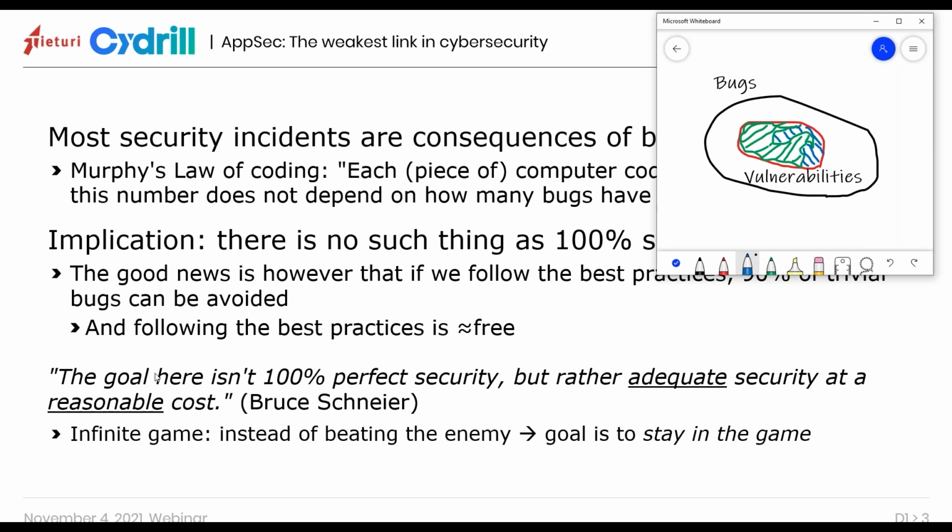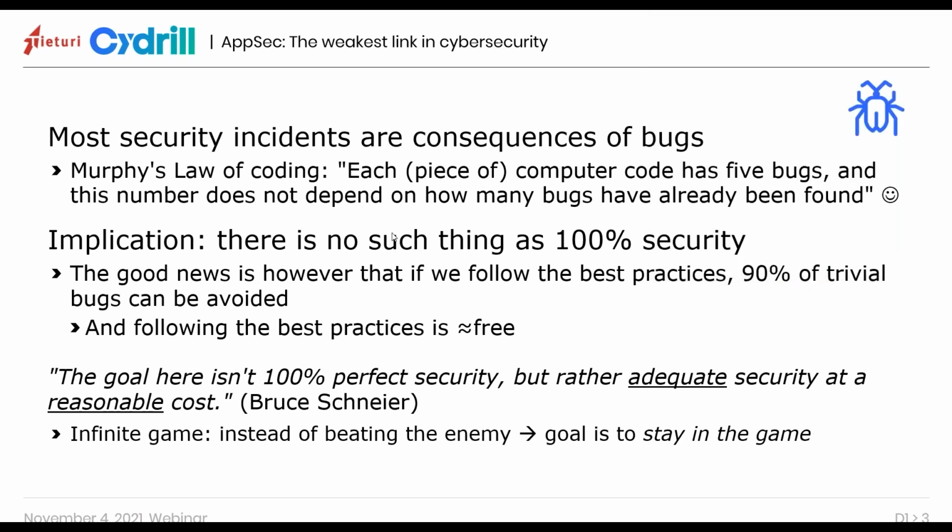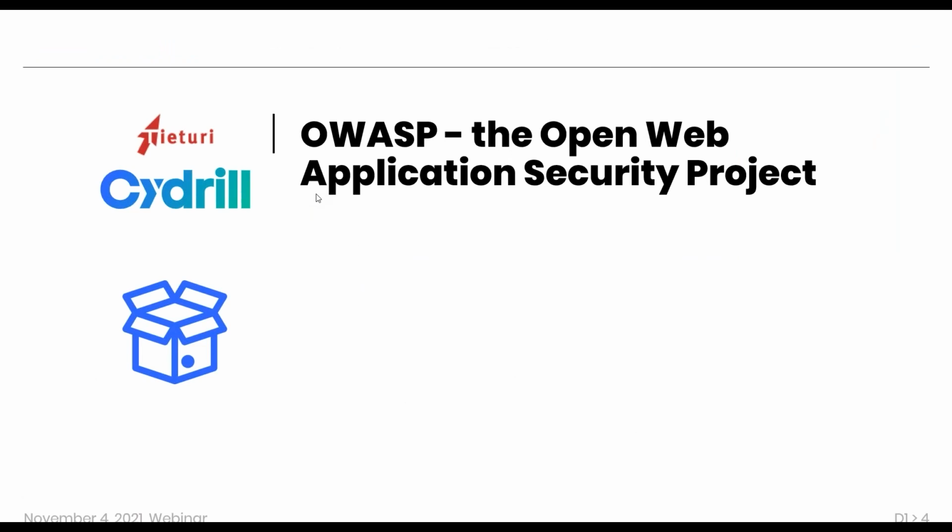When trying to secure a software system, the goal is not 100% perfect security, but rather adequate security at a reasonable cost. In a game theory sense, this is what we call an infinite game, where the two players are the developers and the hackers. And the goal for us as developers is not to beat the hackers, but rather to stay in the game, no matter what the hackers try to do. So, with this in mind, let's get to the main topic of this talk.